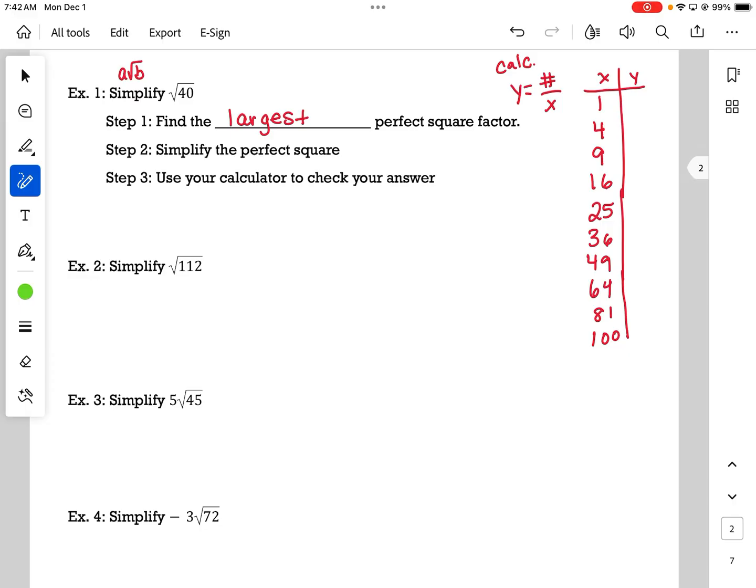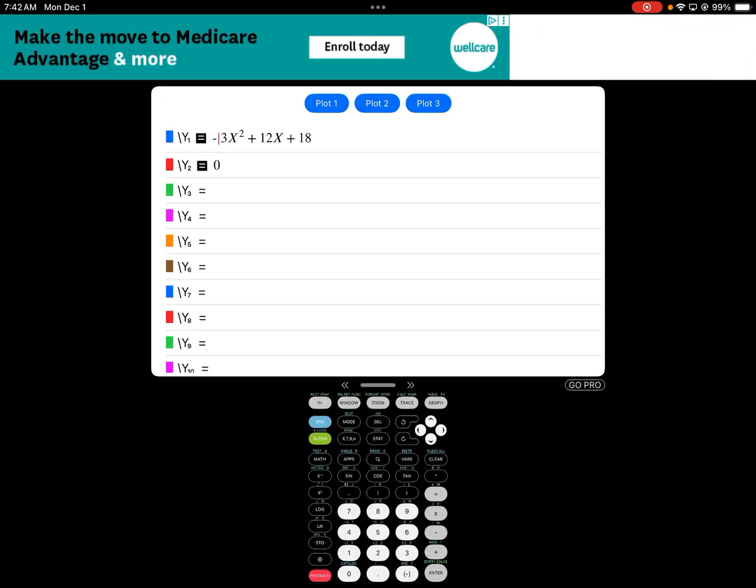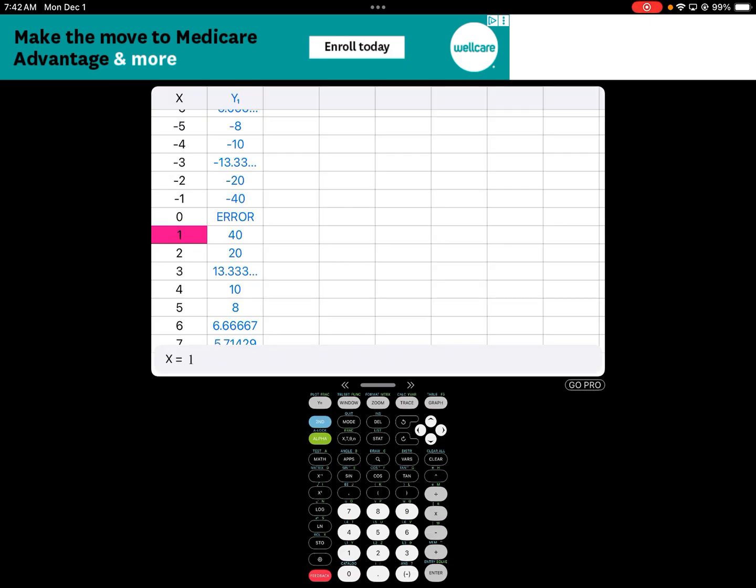So let's go to y equals, put in 36 divided by x. No, 40. I don't know why I'm saying 36. Sorry. 40 divided by x. Put that in your calculator, everybody. And then hit second graph, which is our table. And we are going to go through the perfect squares. So 1, we don't really need that.